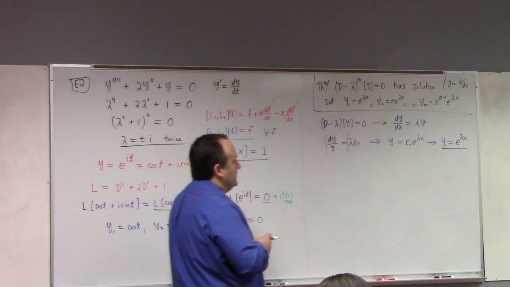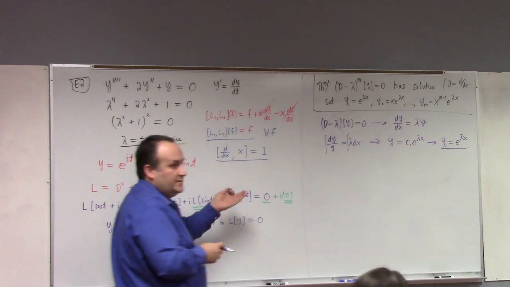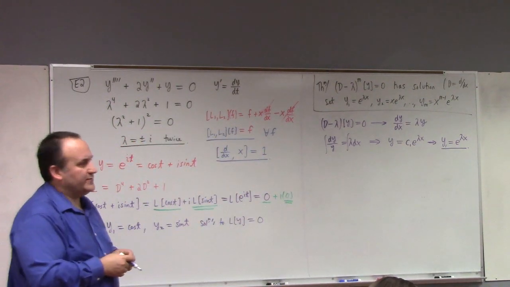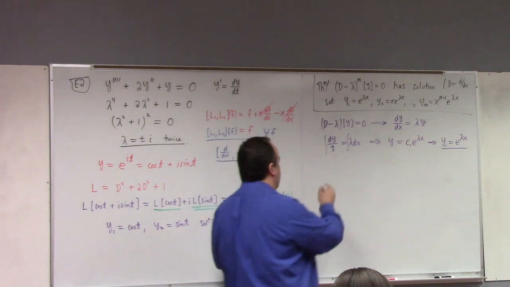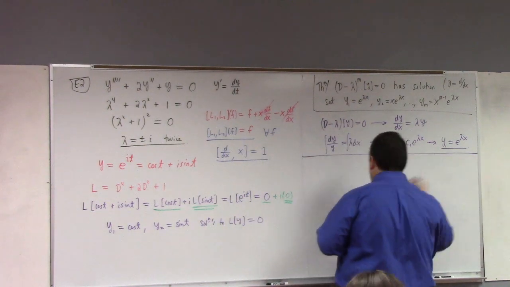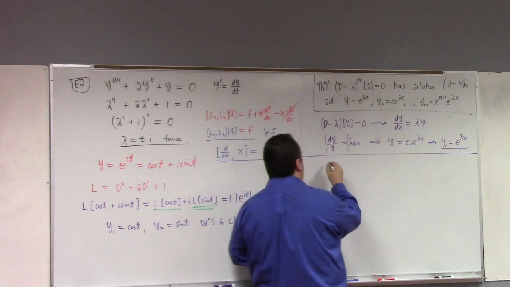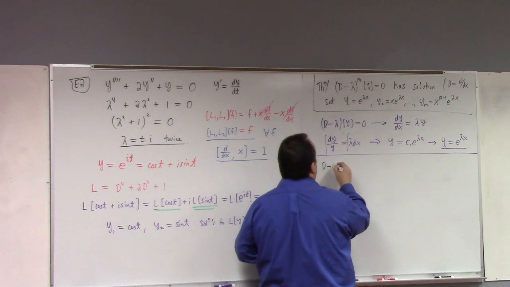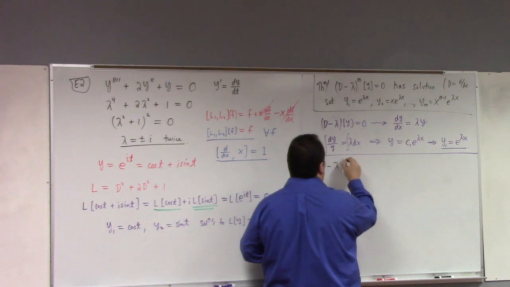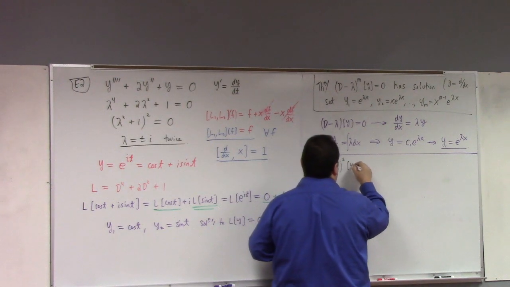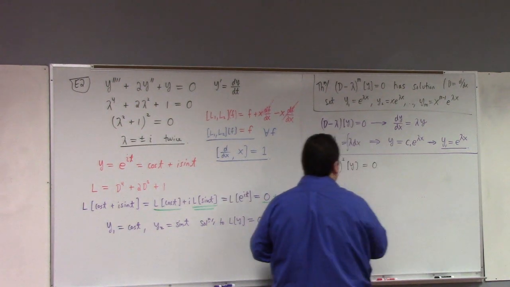So that's the one. So that's the m equals 0 case. Well, excuse me, m equals 1, right? The m equals 1 case. Just one solution. What's up next? So how about D minus lambda squared acting on y equals 0? How should we solve that?